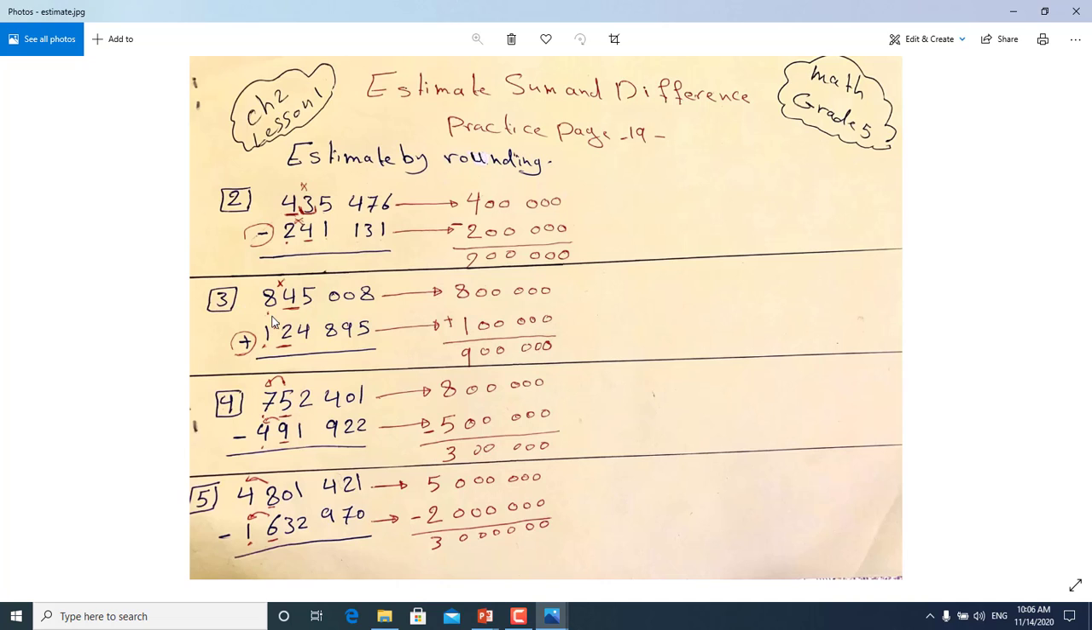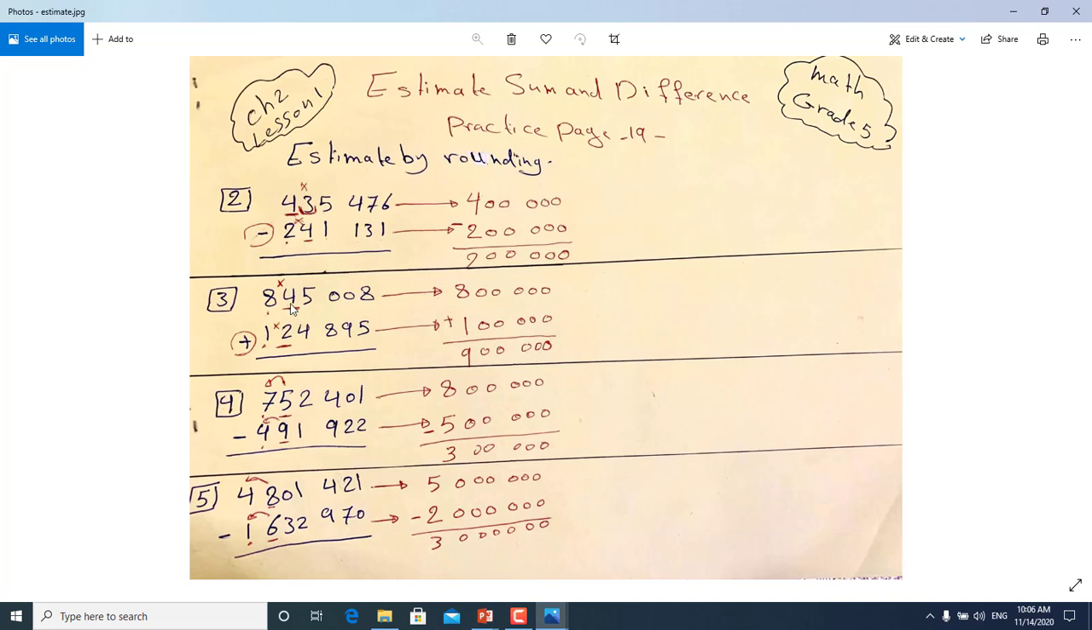And from number 3 we have 845,008 plus 124,895. So also we round the first digit. The first digit is 8, we look at the next digit. This 4 at right.